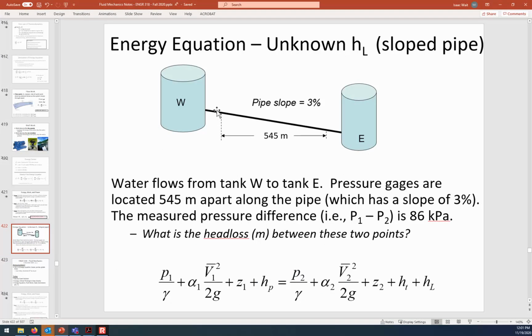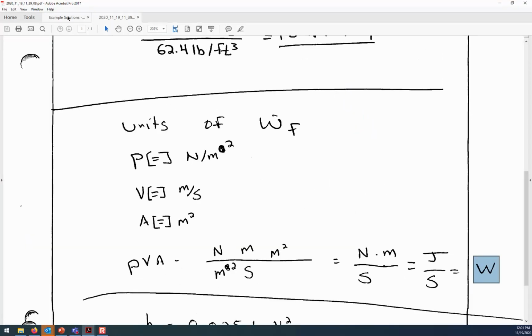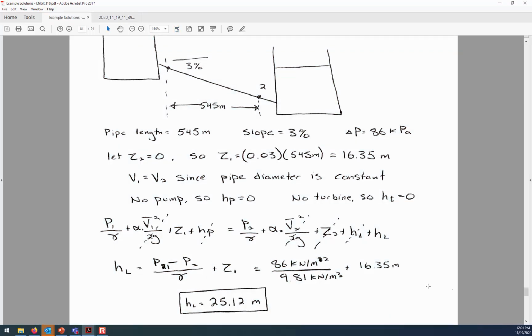Because you're losing energy in the direction of flow, but it's also downhill, the pressure measurement here of 86 would be an even bigger difference if it was a horizontal pipe. But because it's inclined, some of the energy that you're losing due to pipe friction is made up for by the fact that location 2 is at a lower elevation. So if you just put it in, no, that's not the right one. We put it here into the formula, head loss 25.12 meters.